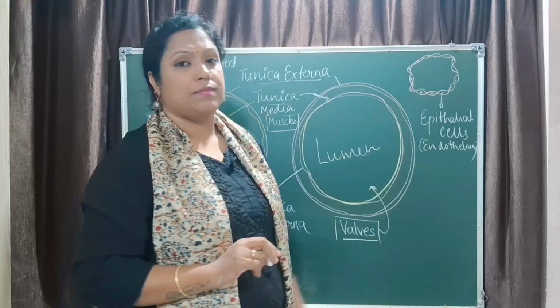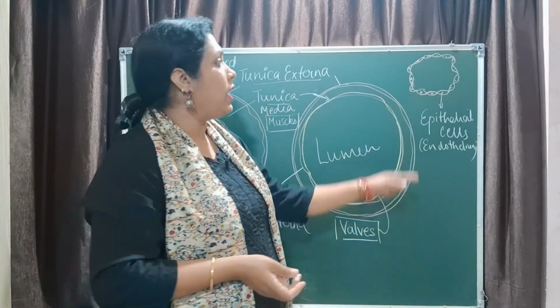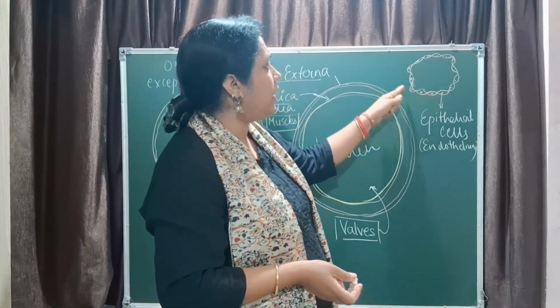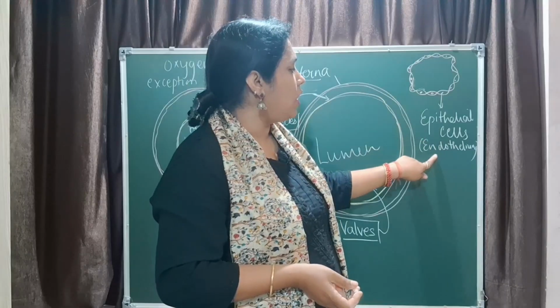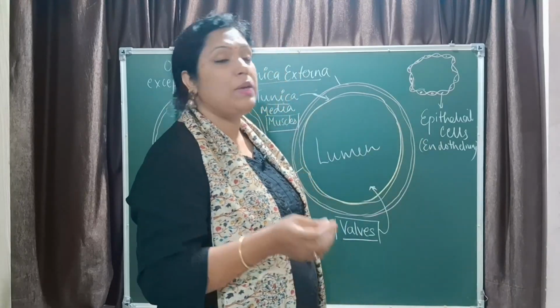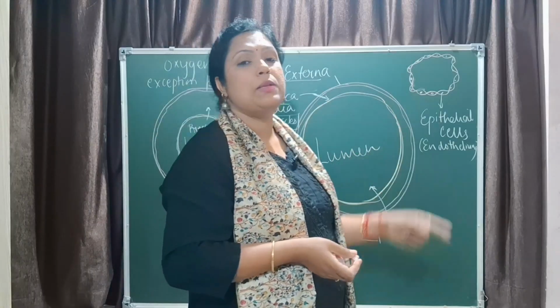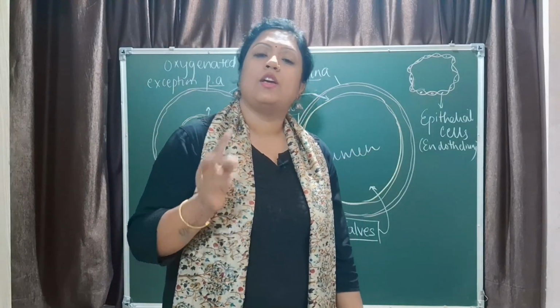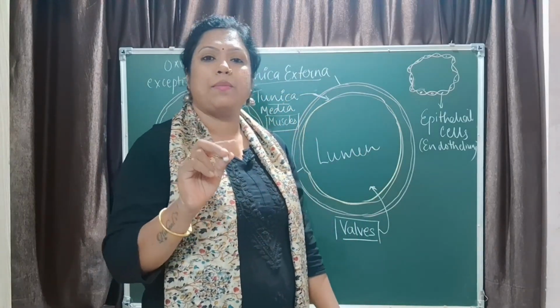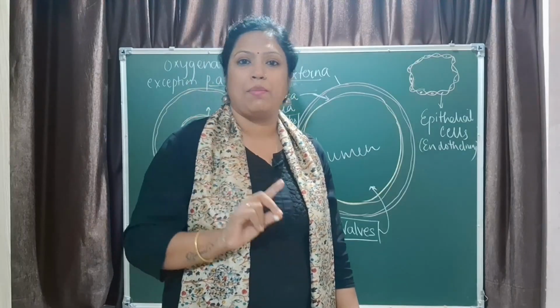Now, what is this then? This is a capillary. A capillary has got a single layer of cells, which is called endothelium or the epithelial layer of cells. Squamous epithelium is present here. It helps in easy diffusion of gases and nutrients. That is why the exchange happens in the capillaries.